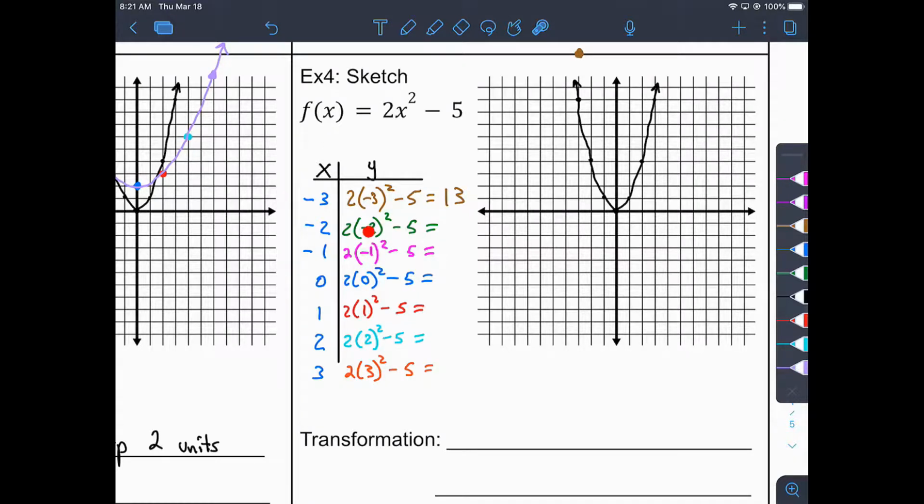Let's do it again. (-2)² is a +4, times 2 is 8. Minus 5, 8 minus 5 is 3. So when I go over to -2, let me check that again. I feel like I said something wrong. Let's try that again. 2² is 4, times 2 is 8, minus 5 is 3. Yep, okay, perfect. So I'm going to go backwards 1, 2, and I'm going up to 3. 1, 2, 3.